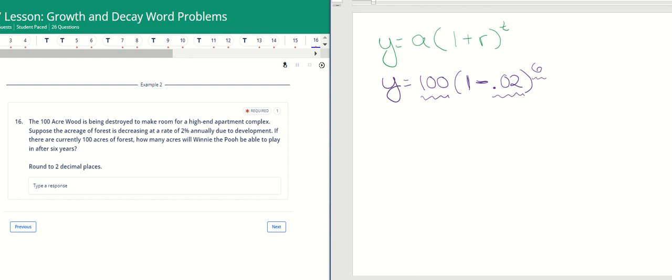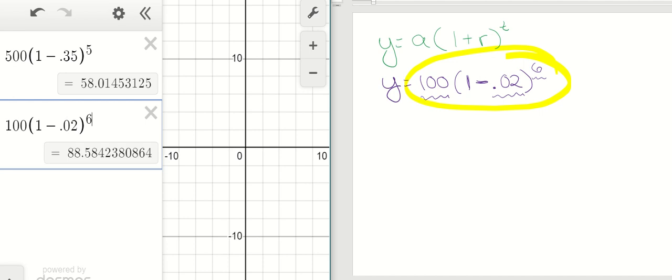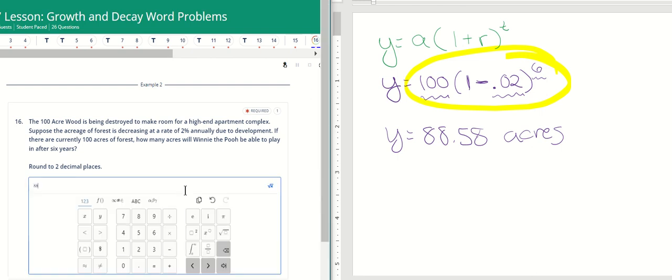Now we evaluate this in our favorite graphing calculator. So head over to Desmos and let's plug it in. 100 times 1 minus 0.02 to the 6th power is 88.58 acres. So that is how much land Winnie the Pooh will have to play in after 6 years, 88.58 acres.